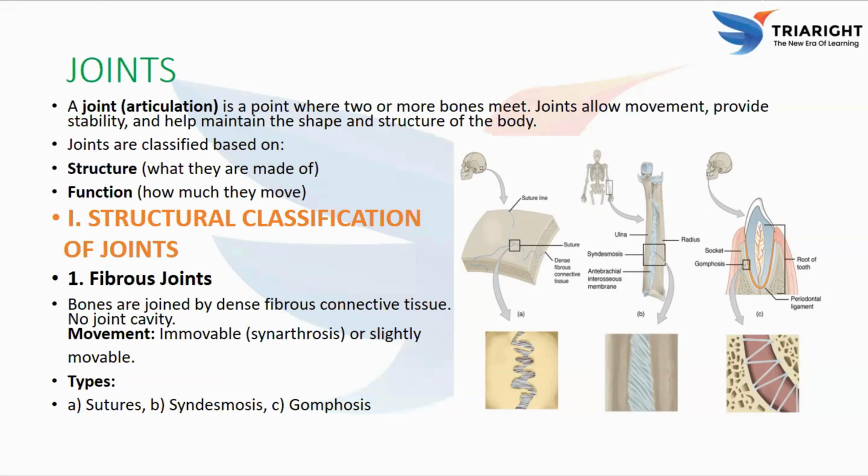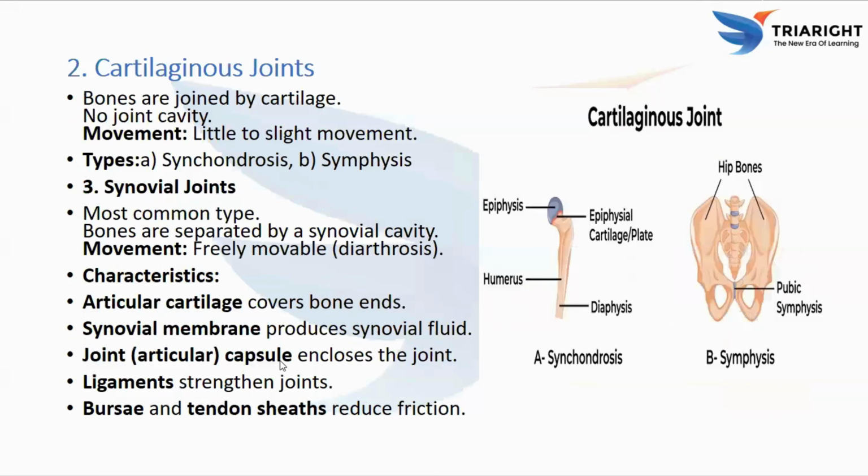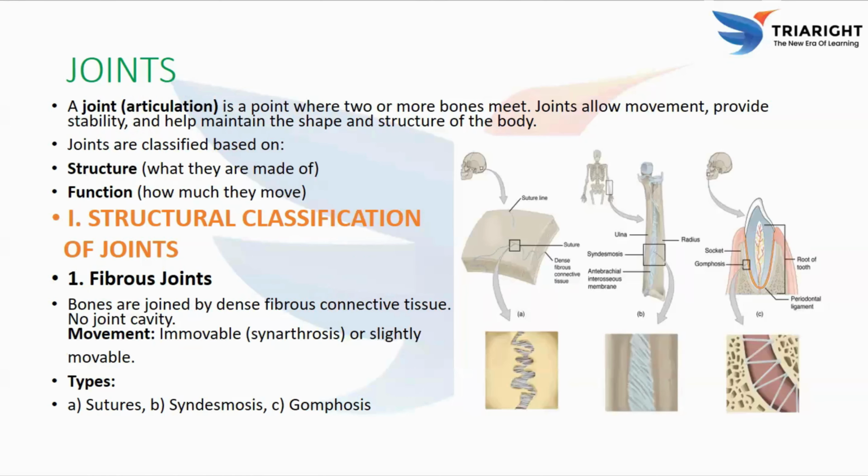So joints are classified based on two things: structure and function. Structure is nothing but what they are made of, and function is nothing but how much movement they allow. So first we'll discuss the structural classification of the joints and then the functional classification. Based on structure, it is divided into fibrous joints and cartilaginous joints.